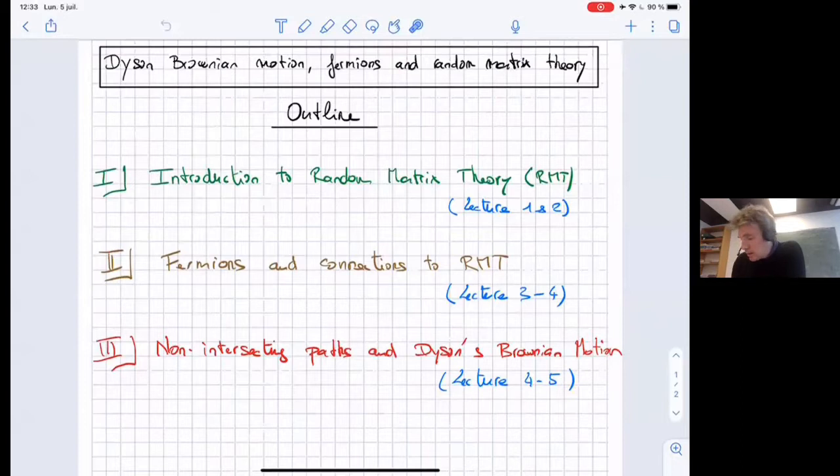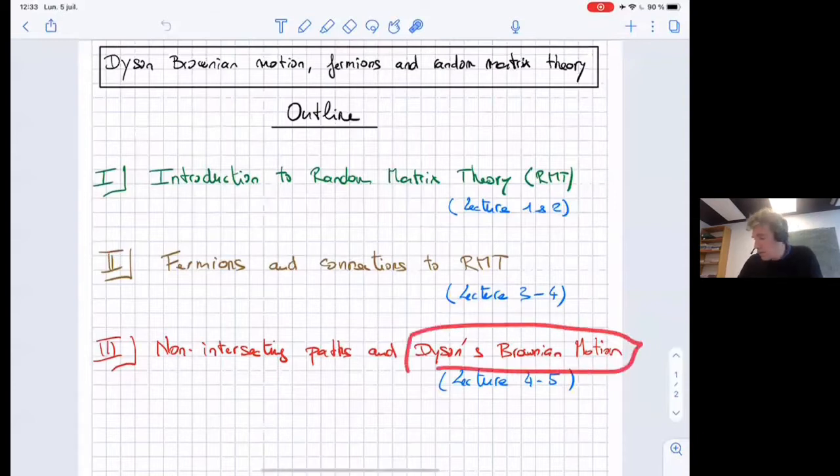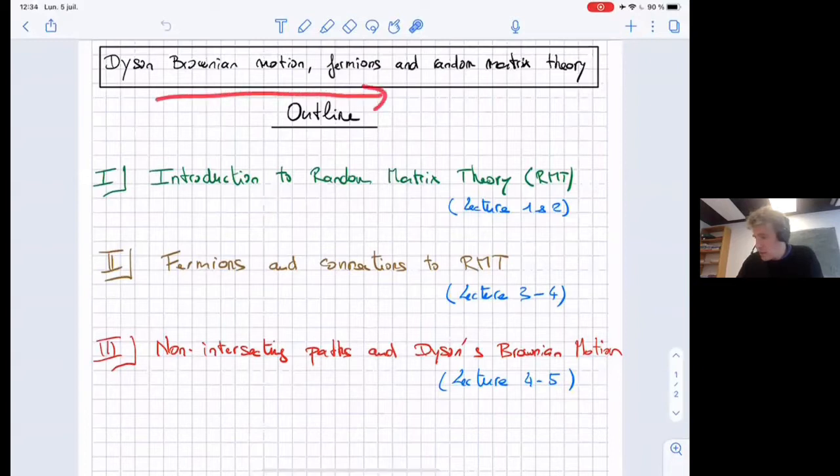Then I will end up with what is technically a bit more involved, which has to do with non-intersecting paths. That will naturally lead us to the connections with random matrix theory, and in particular with Dyson's Brownian motion. So if you look at the title, instead of going in that direction, I decided to go the other way around, because I think it was conceptually more natural to do it this way.